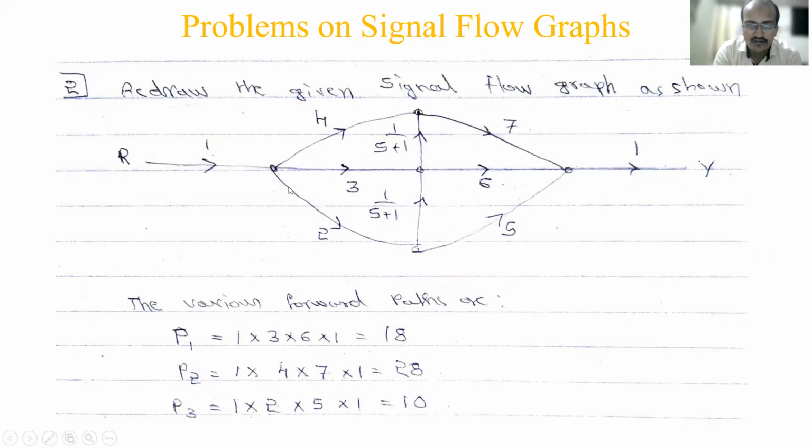So the various forward paths, just multiply their values. 1, 3, 6, 1, the straight path: the answer is 18, right? Then 1, 4, 7, 1: 7 fours are 28. Then the bottom 2, 5, 1: it is 10. Next 1, 2, 1 by S plus 1, 6: 2 into 6, 12 by S plus 1. Another is 3, 7: 21 by S plus 1. And then 2, 7: 14 by S plus 1 square. The remaining 3 I'm telling now only.